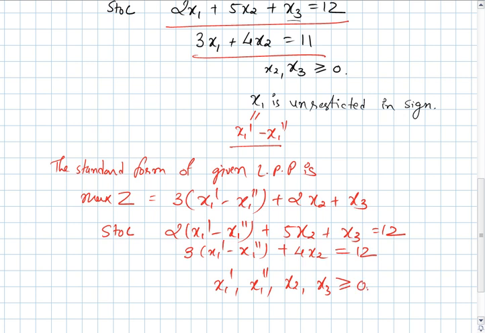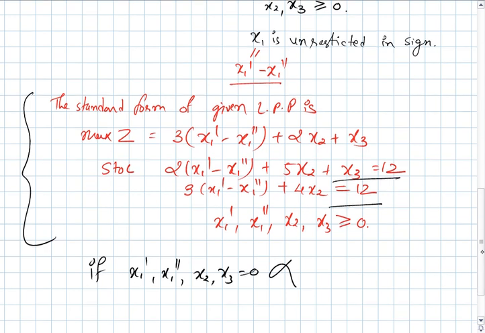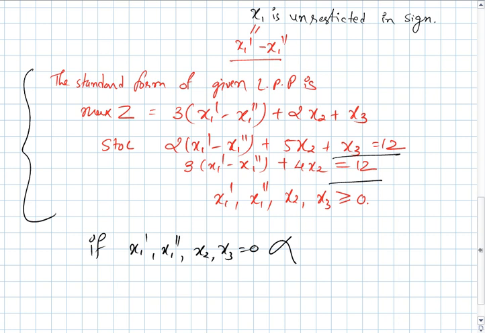Now if you want an initial basic feasible solution, right now from this situation you are not able to get it directly. If you take x1 dash, x1 double dash, x2 and x3 as 0, then the equality signs are not satisfied, meaning this is not in the required position to get our initial basic feasible solution. So as we have done previously, we will introduce two artificial variables.